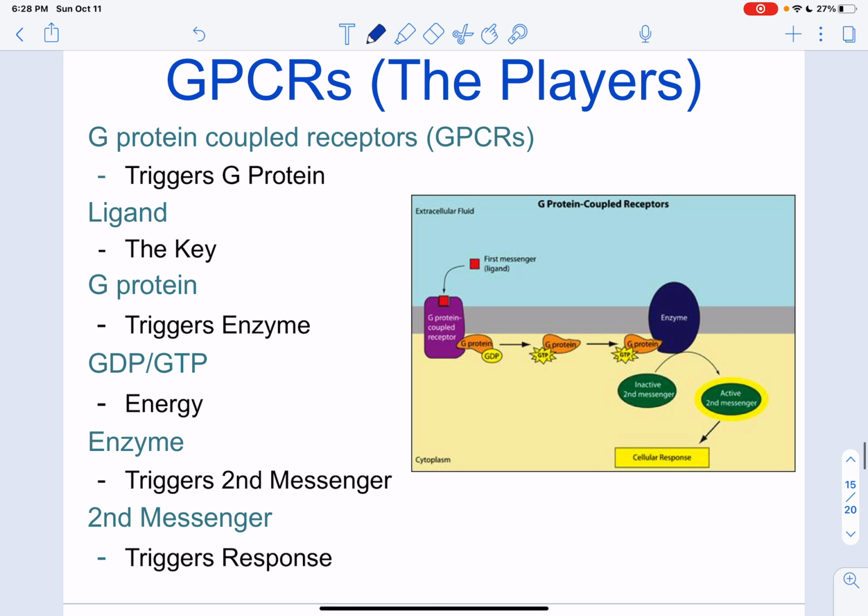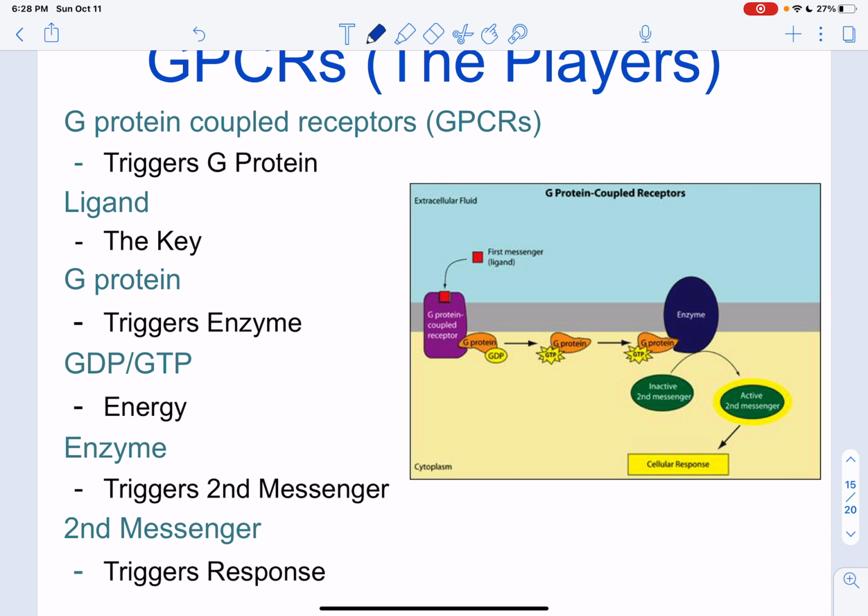And so let's first talk about the players. We're going to have G protein coupled receptors. This guy right here. So let's number these. And we got 1. We're going to have the ligand, which is going to act as the key. We're going to have our G protein, which is going to trigger the enzyme.